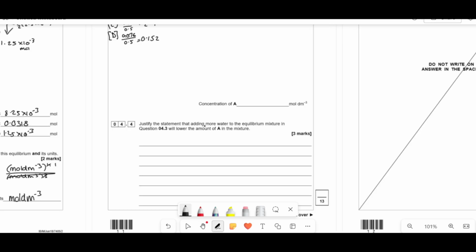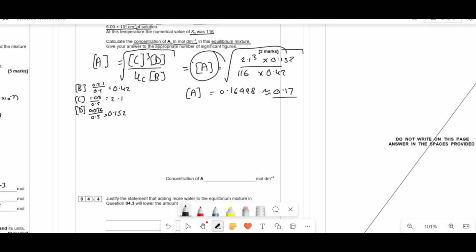So it says, justify the statement that adding more water to this equilibrium mixture will lower the concentration of A in the mixture. If you have a look, A is dependent on the concentration of all of these things, right? If I add more water, each component here is going to get more dilute. So that concentration is going to drop, that concentration is going to drop, that concentration is going to drop, right? This is a temperature, though, that is fixed. The only thing that affects Kc, Ka, K, anything in the universe, Kp, is temperature. So this number has got to stay fixed. So this equilibrium will shift about till that Kc stays the same, as in things will go down and up.